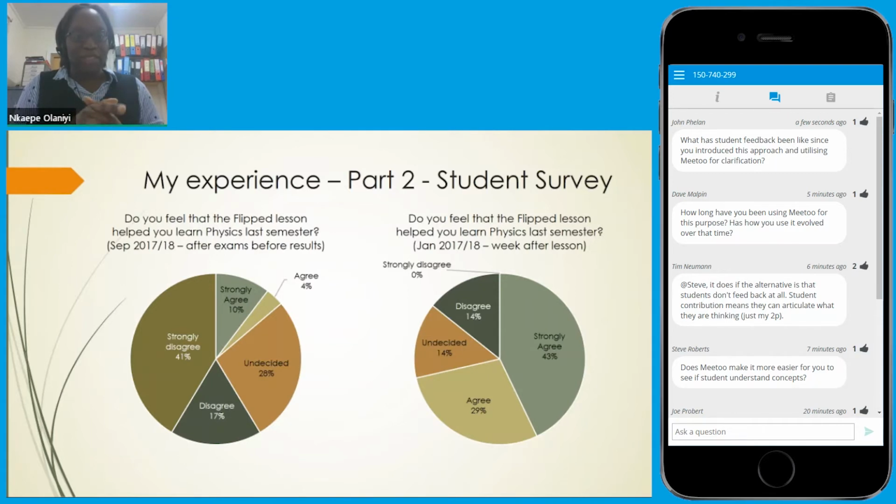Well, as you can see from this, they weren't too sure. So there was a lot of doubt, 41% strongly disagreeing that they had learned much from the flip lesson on thermodynamics. But as I said, their exam results were superb, so I know they had. But again, the doubts were there. And then for the January cohort, I did this a week after the flip lesson, and they were genuinely happy as well. Everything was fine.